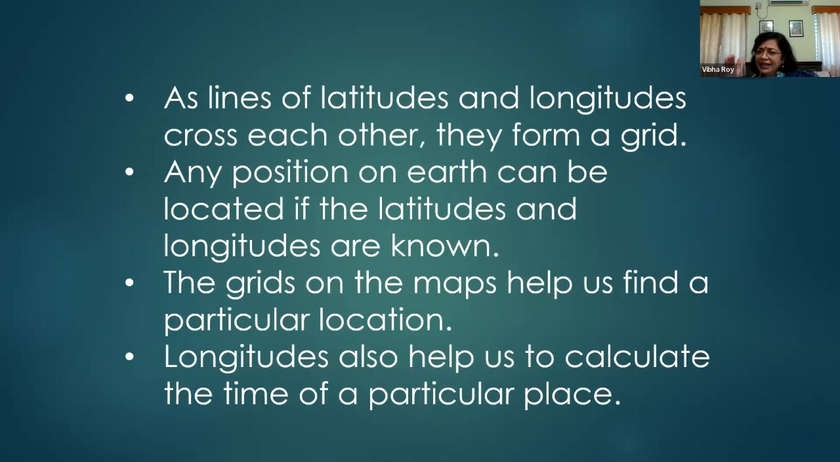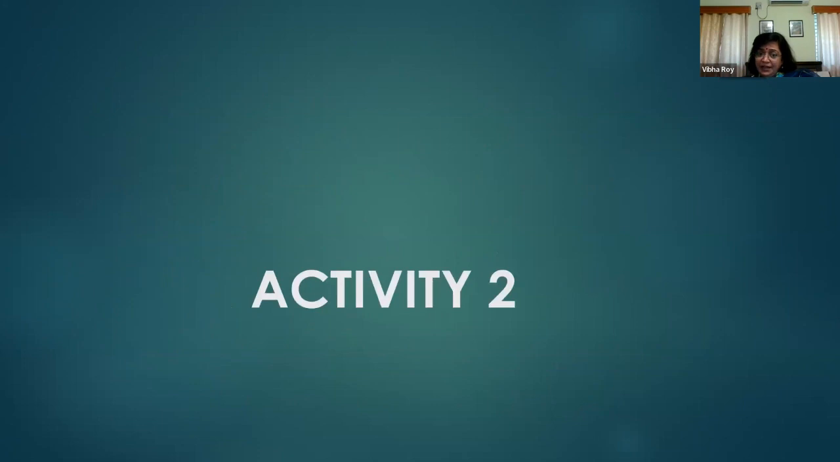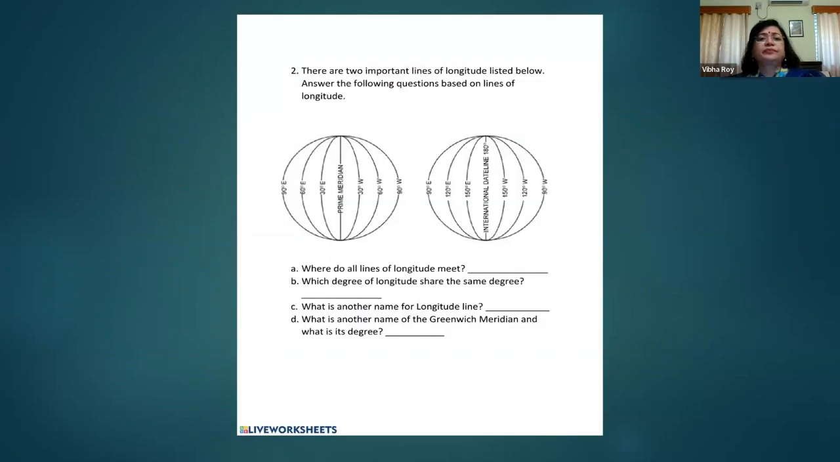As lines of latitude and longitude cross each other, they form a grid. Any position on Earth can be located if latitudes and longitudes are known. The grids on the map help us to locate a particular location, and longitude, along with this, helps us to calculate the time of a particular place. How will this happen? Let us understand that.